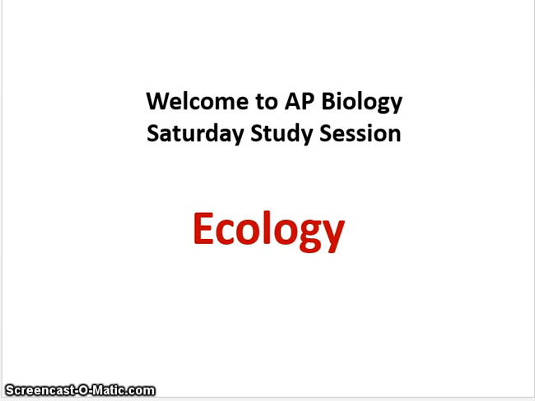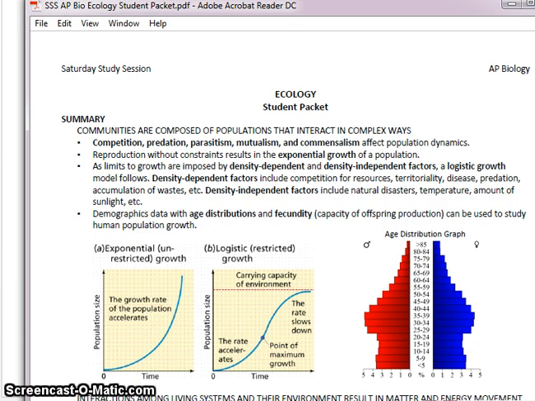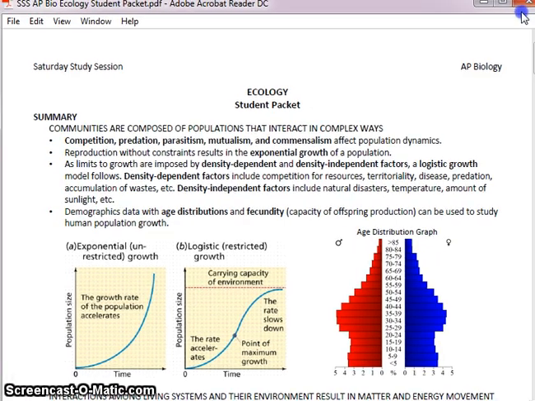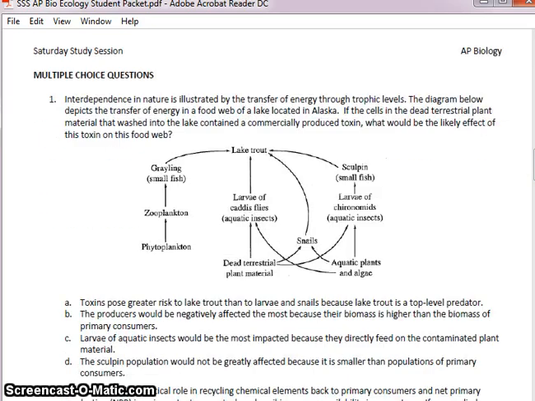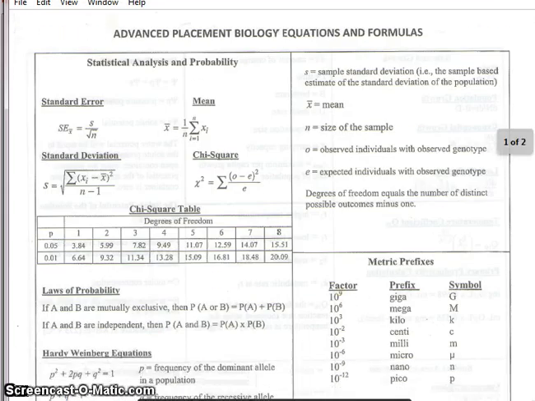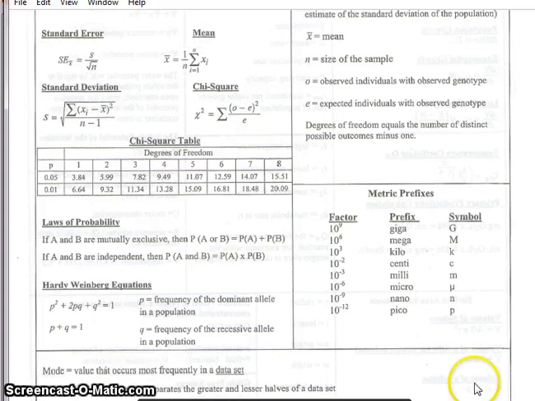Hopefully you have printed off your manual that looks like this. That's 2 pages of review. Let me get this squared away here really quickly. Make sure you look at those first 2 pages. We're going to start with these multiple choice questions. Also, make sure you have your equation sheet that looks like this, as we'll need it for this session.